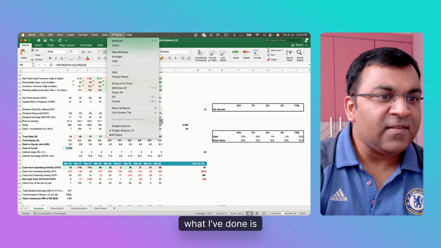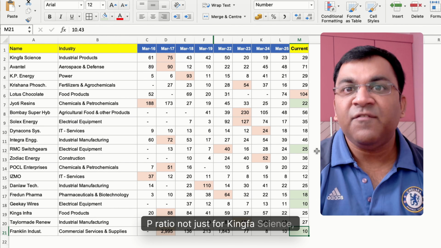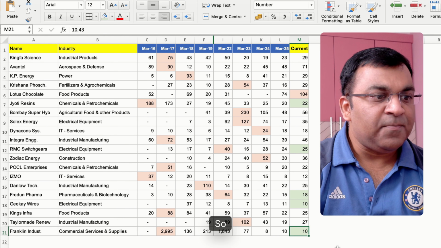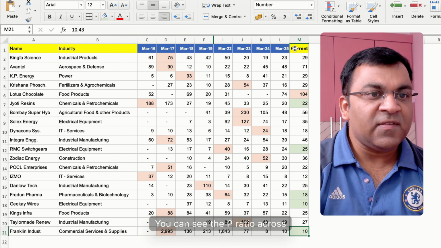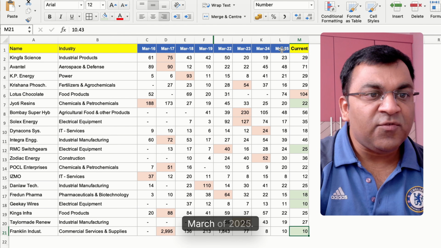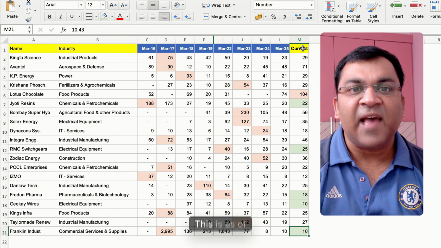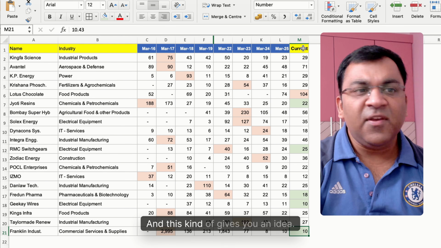And what I've done is I have mapped this P ratio, not just for Kingfa Science, but I've actually done it for all companies. So all 20 companies, you can see the P ratio across different timelines, right from 2016 until March of 2025. And also what was the current P ratio? This is as of 7th of July 2025. And this kind of gives you an idea.